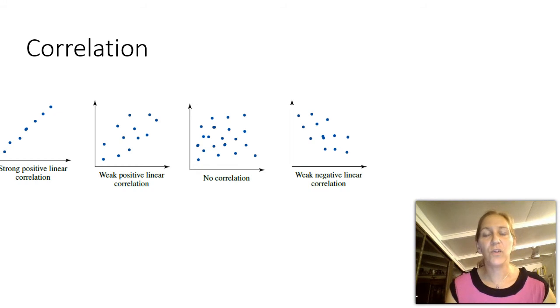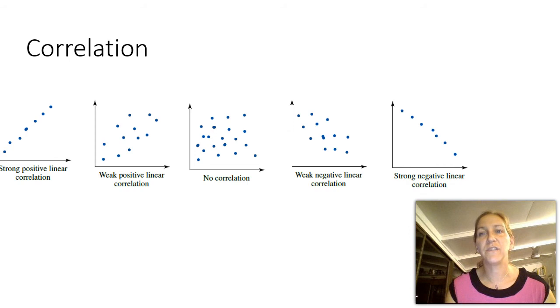A weak negative linear correlation, in this example, you can see there is a slight linear form, but the dot points don't really line up into a line very well. So we'd say it's weak. And negative because as the x values are increasing, the y values are decreasing.